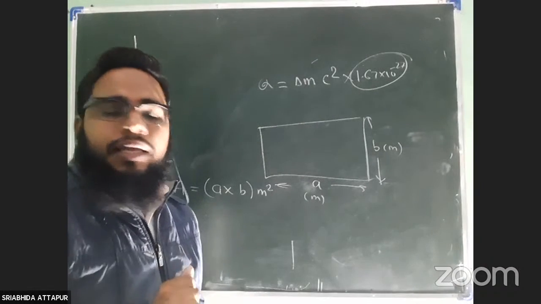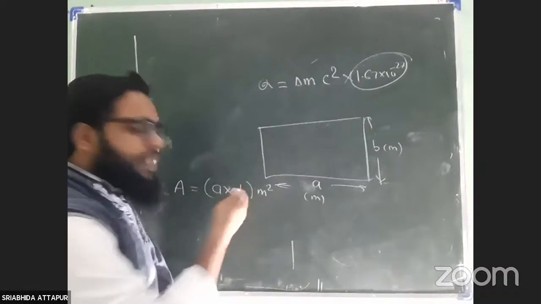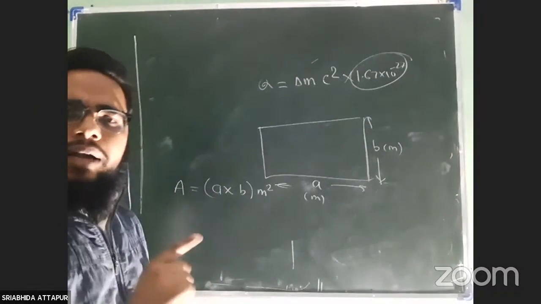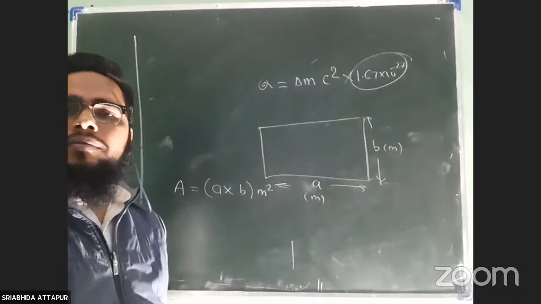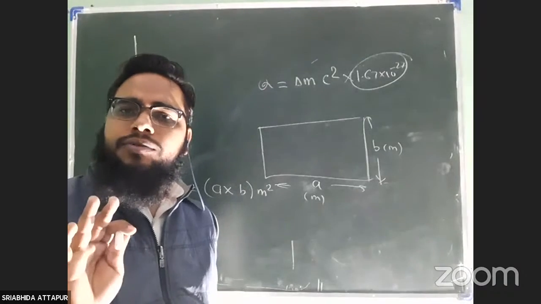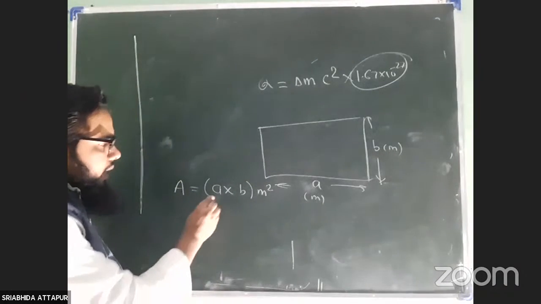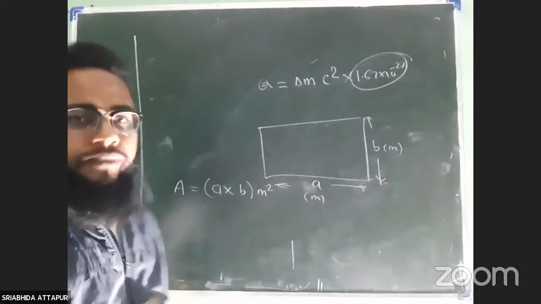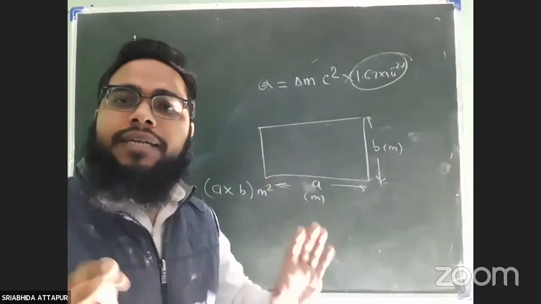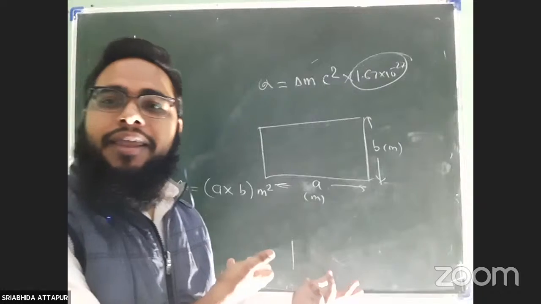What I want to change? B in meter is correct, no problem. But I want A every time to be in centimeter. Are you listening or not? Why am I saying this? Those who did not get, sir, why did you start saying area of a rectangle?